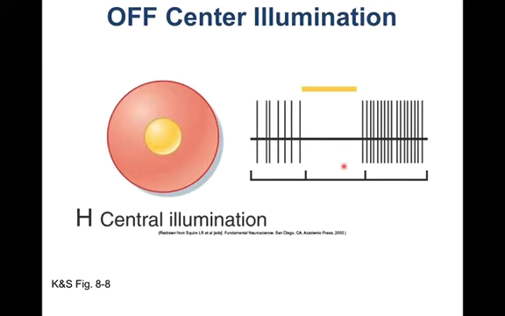Okay, when you shine light on the center of an off-center system, you reduce the rate of firing in the retinal ganglion cell. So you have some baseline level of firing. In the presence of light, you have a decrease in the rate of firing, and then a return to baseline again. And don't worry about the more rapid rate of firing over here compared to over here. That again is beyond our scope. Key information is here. In the presence of light, there's a decrease in the rate of firing.